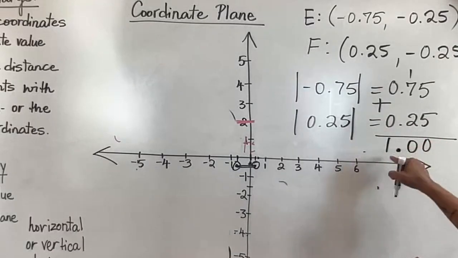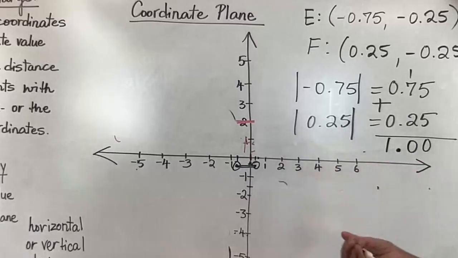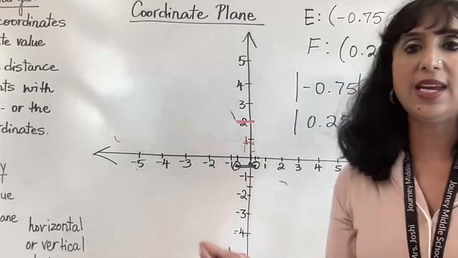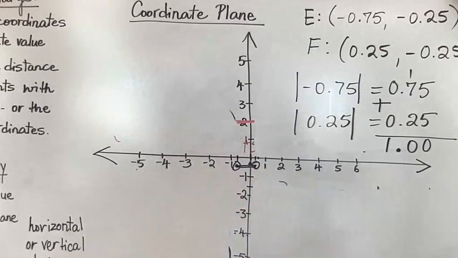All right, so therefore what is this? This is 1. The distance between these 2 ordered pairs is 1 unit. So the distance between points U and V are 1. They are 1 unit apart.